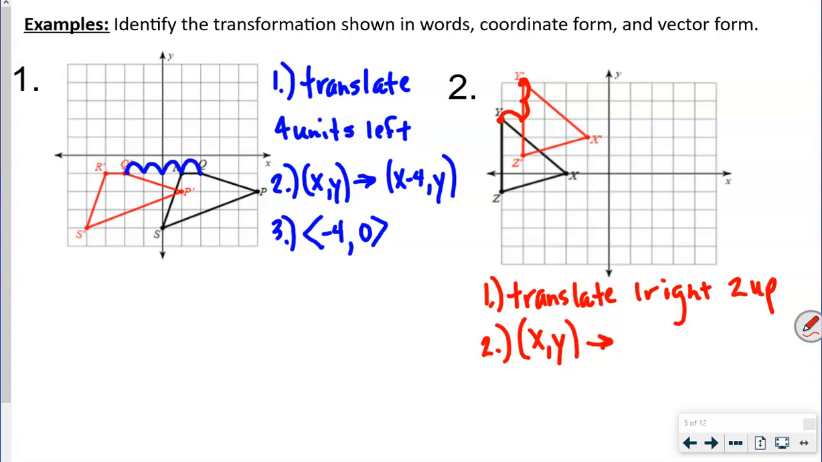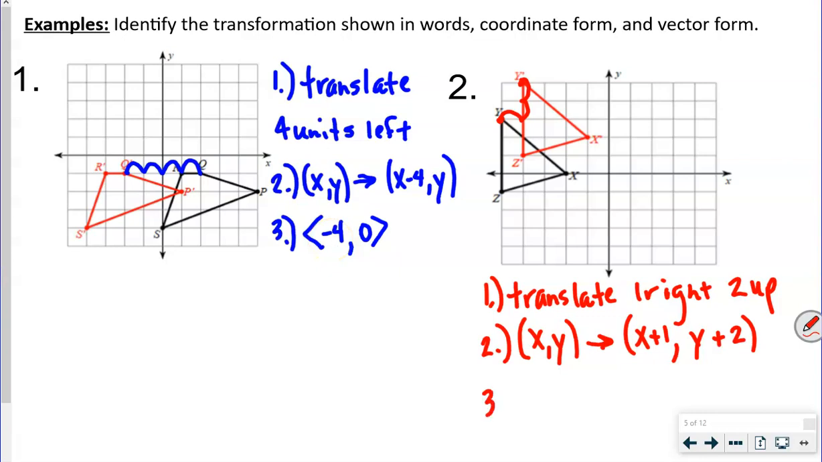So we're going to say x changed by +1 and y changed by +2. Now, if it was down, we would be putting minuses, okay? If it was left, we would be putting minus. All right, now, the last thing is to write it in vector form.